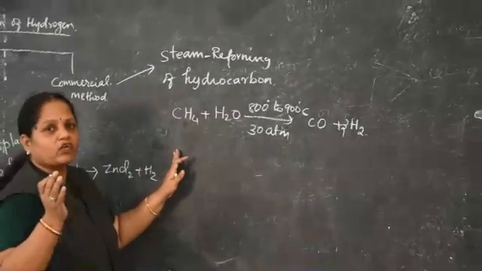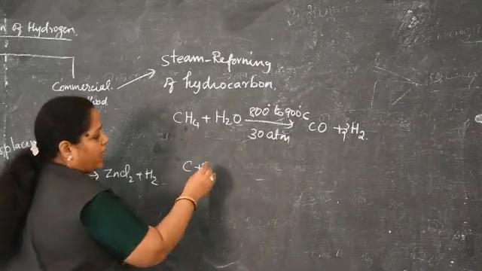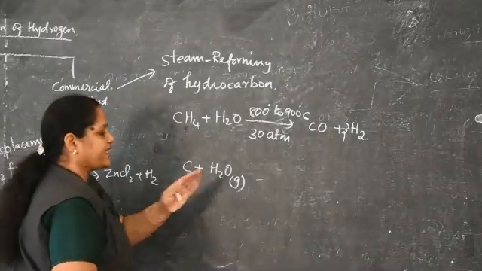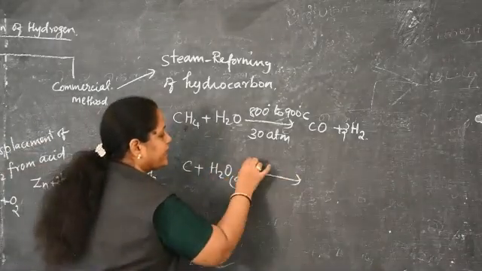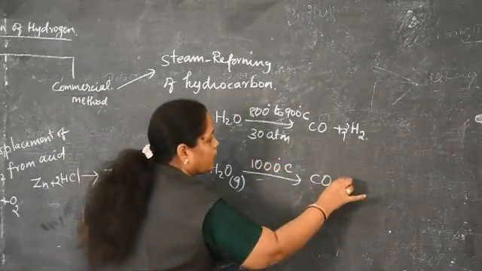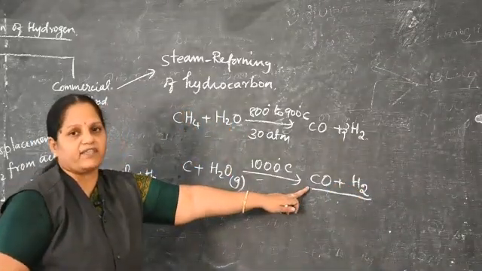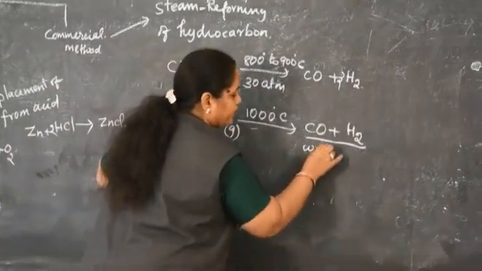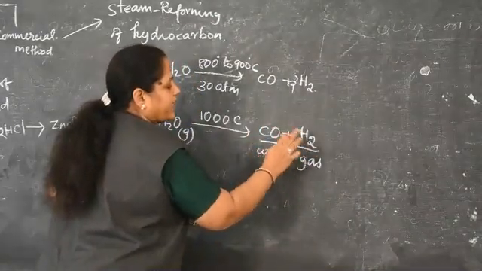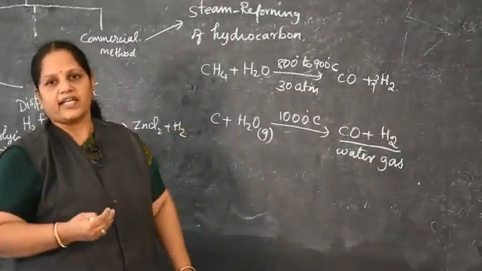Coke is nothing but an allotropic form of carbon, red hot coke in which steam is passed. Steam is nothing but the vapor form or gaseous state of water, heated at 1000 degrees Celsius. We get a mixture of carbon monoxide and hydrogen gas. This mixture is otherwise called water gas. One more question: water gas is a mixture of carbon monoxide and hydrogen. This water gas is called synthetic gas, simply called syngas.